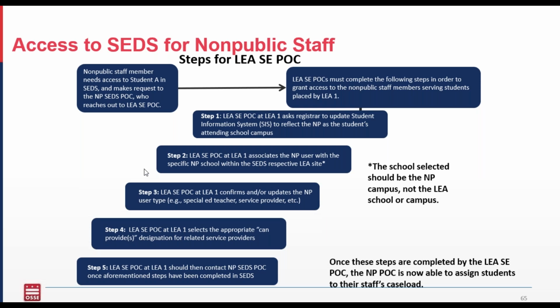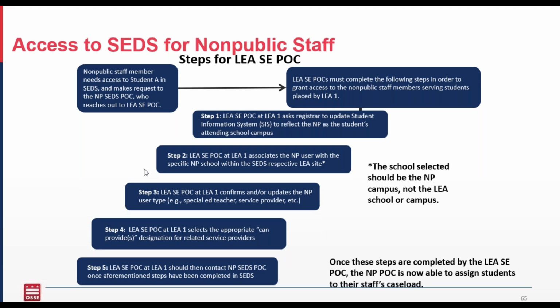So OSSE has actually just given the non-public staff person access to the LEA. You have to give them access to the selected school. So you should not give them access to your entire LEA. You should only give them access to the non-public school within your LEA. The LEA POC is associating the non-public user with the specific non-public school within SEDS, okay?